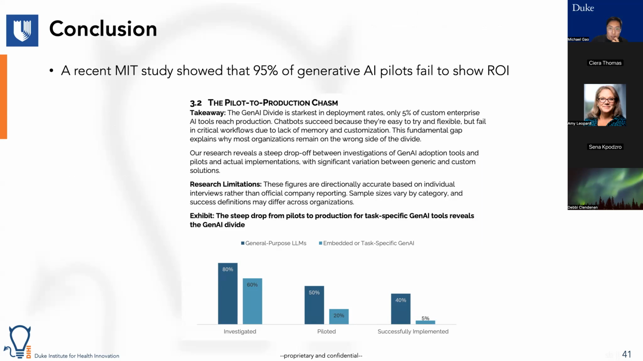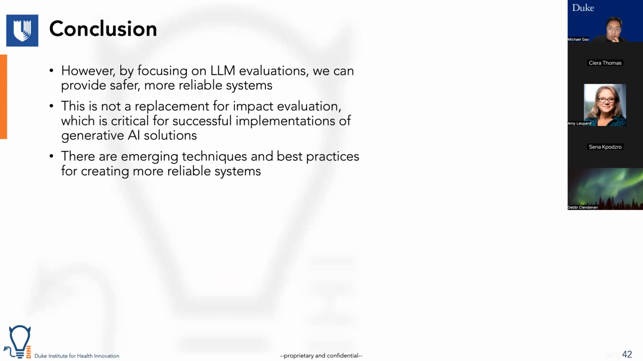which is a lot of these tools look very impressive in their pilot phase. But then how do we move from that pilot into a successful implementation? And I would argue that evaluation of these tools is the main reason. We need to have very clear impact goals that we're shooting for. We need to demonstrate these systems are reliable and that they continue to be reliable over time. So focusing on LLM evaluations, we can provide safer, more reliable systems. Just evaluating the LLMs themselves is not a replacement for the impact evaluation. That's sort of the key thing here to move from pilot to production.